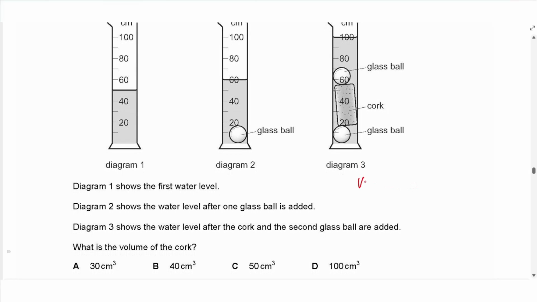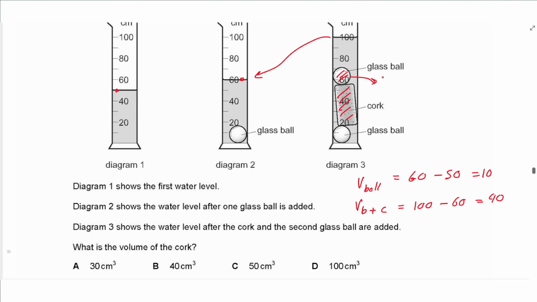So the volume of one bowl is equal to the difference between 60 here and 50. So we calculate 60 minus 50, that gives us 10 centimeter cubed. Then we calculate the difference between 160 and 100, that gives us the volume of the bowls and the cork. So 100 minus 60, that gives us a total volume of 40, but we only added one bowl and the cork, and one bowl is equal to 10. So the 40 is equal to 10, which is one bowl, and the volume of the cork. So the volume of the cork is equal to 40 minus 10. So the answer here is 30 centimeter cubed.